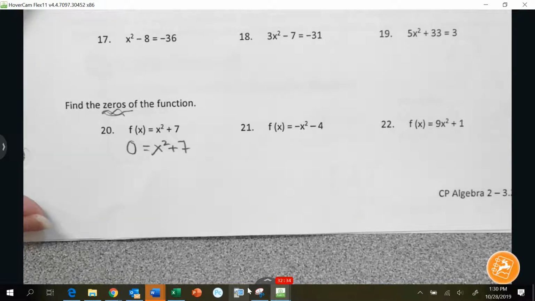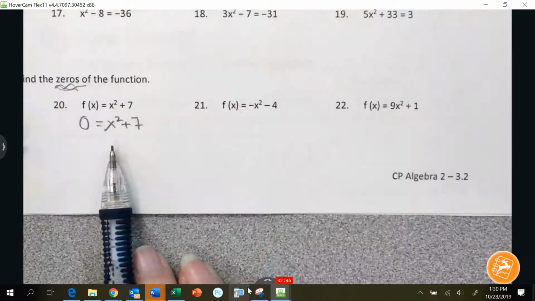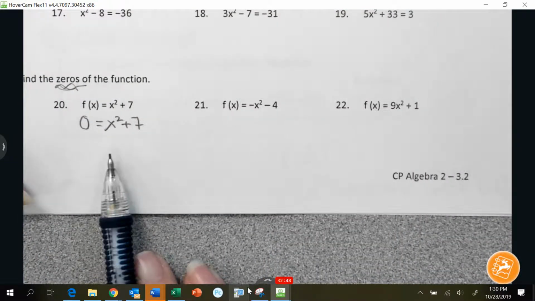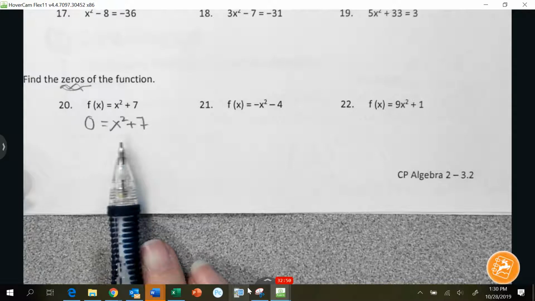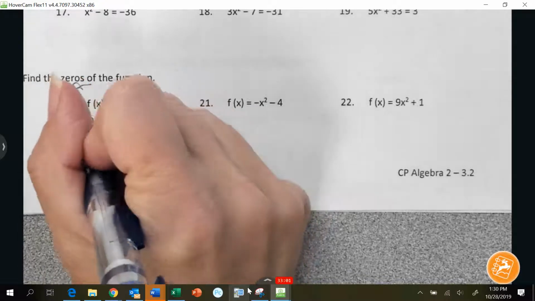I was looking at example 6. Oh, I skipped that one. We'll go do that one next. I don't know why I missed it because all my writing was right there. My bad. I'll go do that one in a second. This is the same question, though. What should I do? Maribel, what should I do right here? Subtract the 7. So I'm going to subtract the 7.